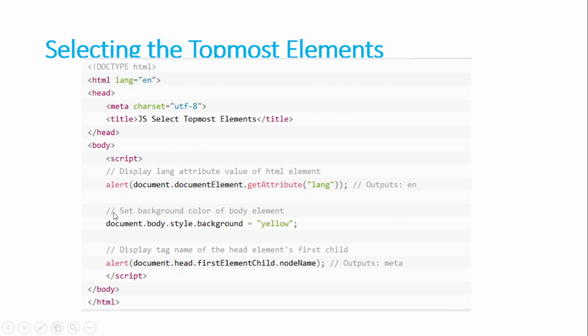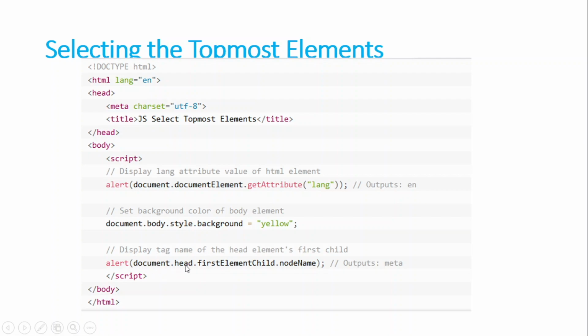We can also access this document.body element, which is this one, and we can also add our own CSS styling by JavaScript. You can see that we added this by the .style.background property, and we changed that to yellow. By this our body will be completely yellow in color.